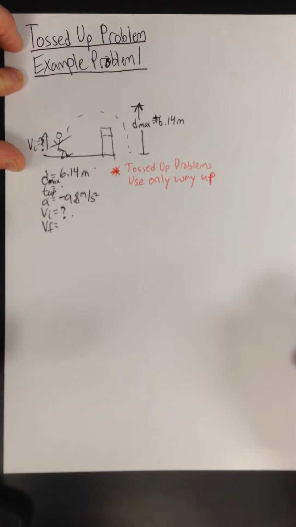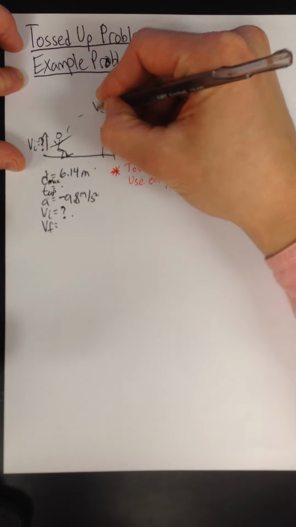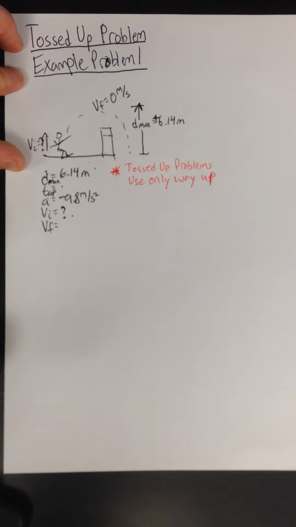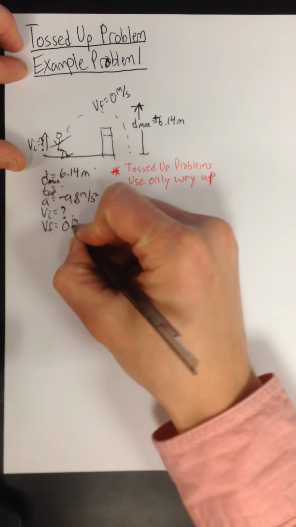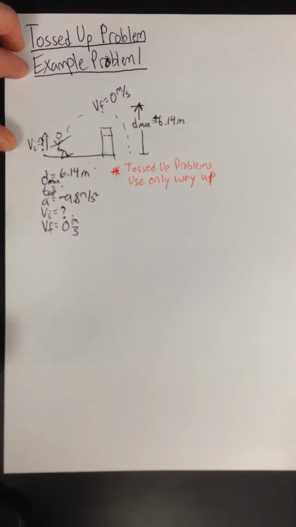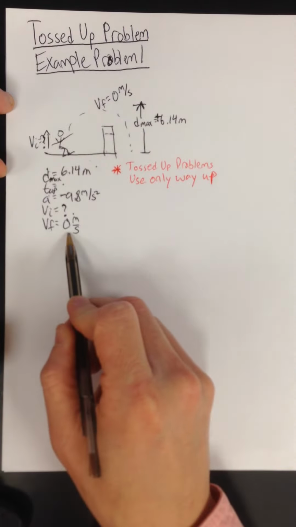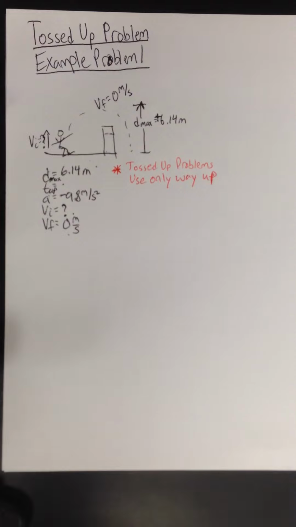So final velocity is his velocity when he gets right here to the top, because that's where the way up stops. At its maximum height, we know every object tossed up in the air has a velocity of 0. So here, that means the final velocity will be 0. And because the way up always ends at the top, the final velocity will always be 0 for a tossed up problem.